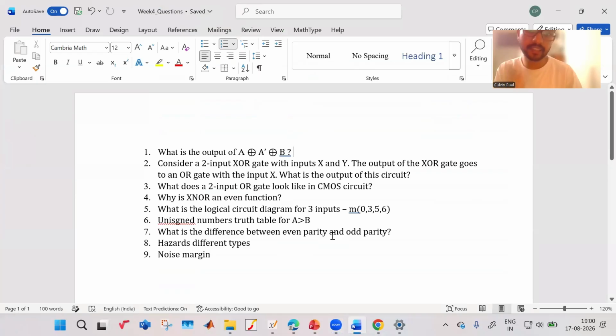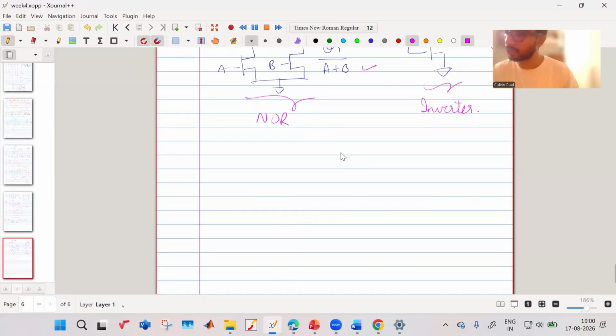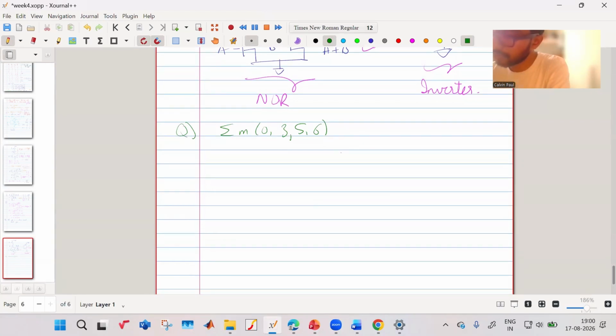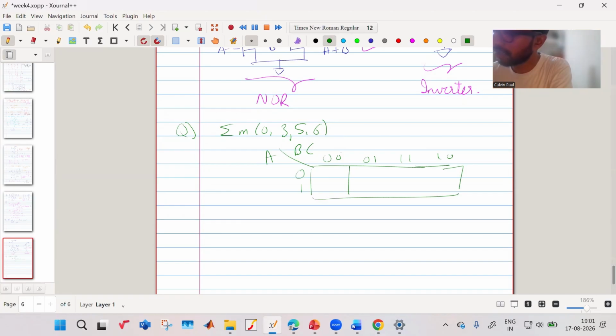Let's check question number 5. What happens when your minterms are 0, 3, 5, and 6? What sort of function is this? You have A, B, C, then you have 0, 1, 0, 0, 0, 1, 1, 1, 1, 0. You form the K-map.